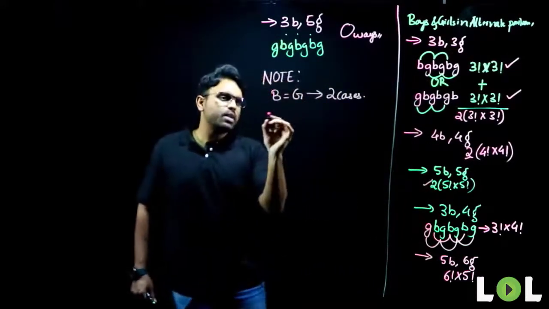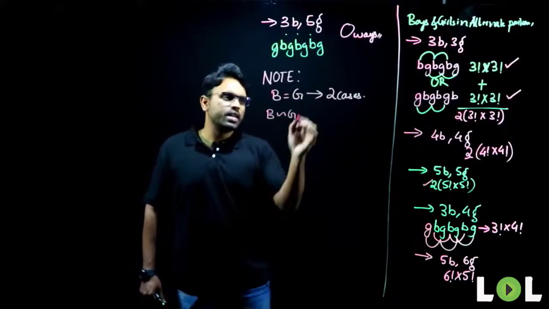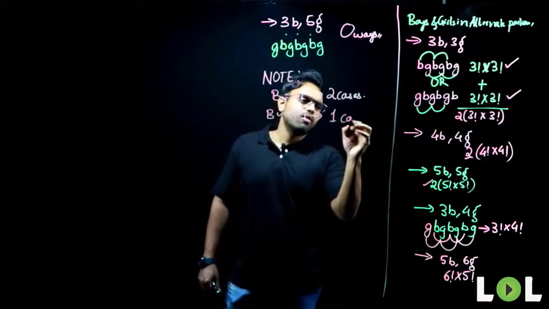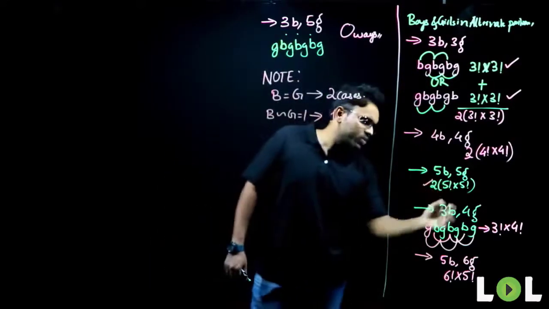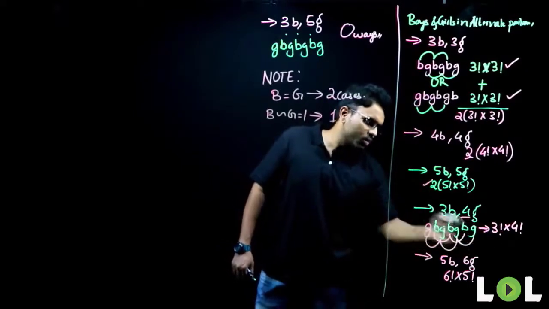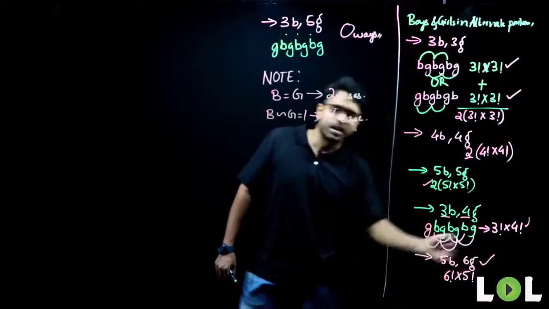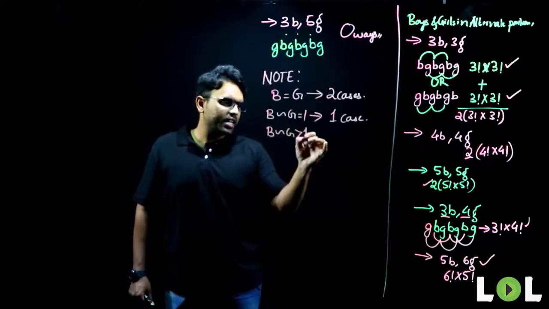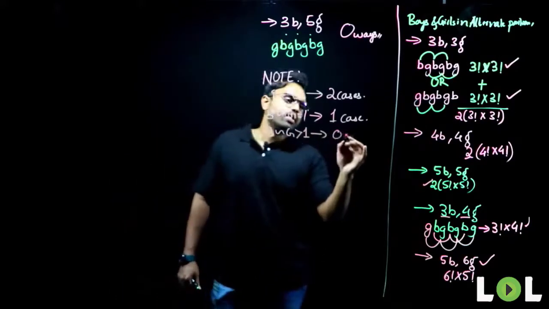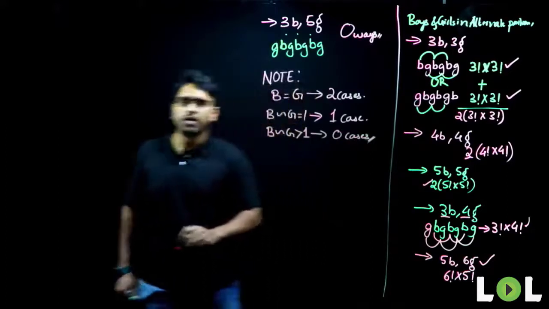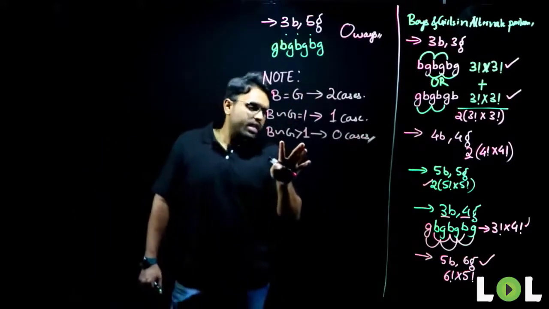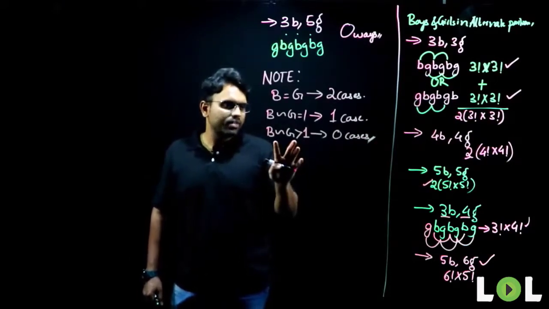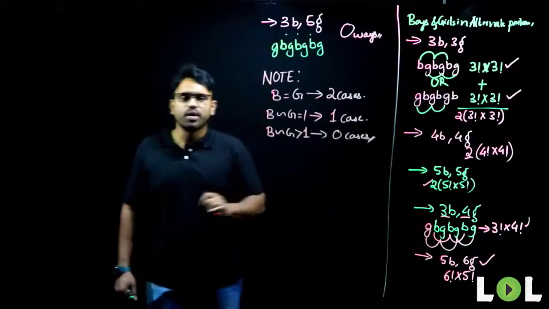When the difference between boys and girls is equal to 1, how many cases will you have? You will have only 1 case. You will have only 1 case when the difference between the boys and the girls is 1. But when the difference between boys and girls is greater than 1, how many cases will you have? You will have 0 cases. Whenever the difference is more than 1, in the alternate case, there will be 0 cases.